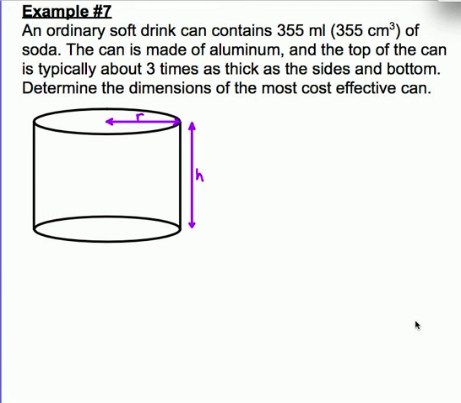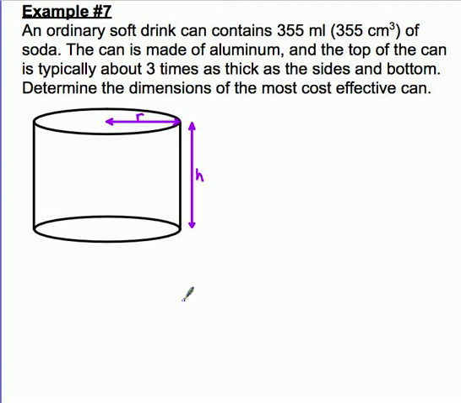actual shape. So we're going to look at it now because we also talked about the fact that a real soda can is quite a lot thicker at the top. And so we're going to redo this problem on the assumption that the can is 3 times as thick at the top as it is everywhere else.